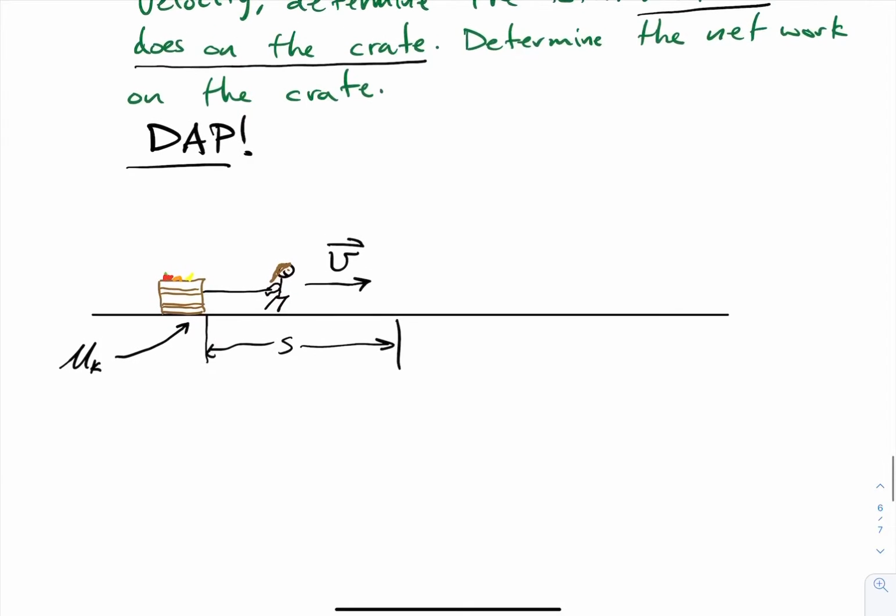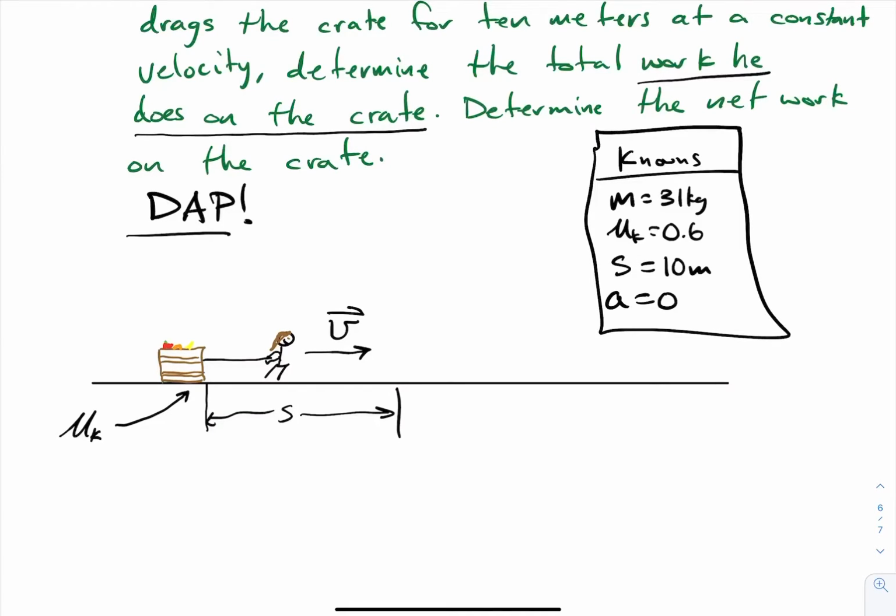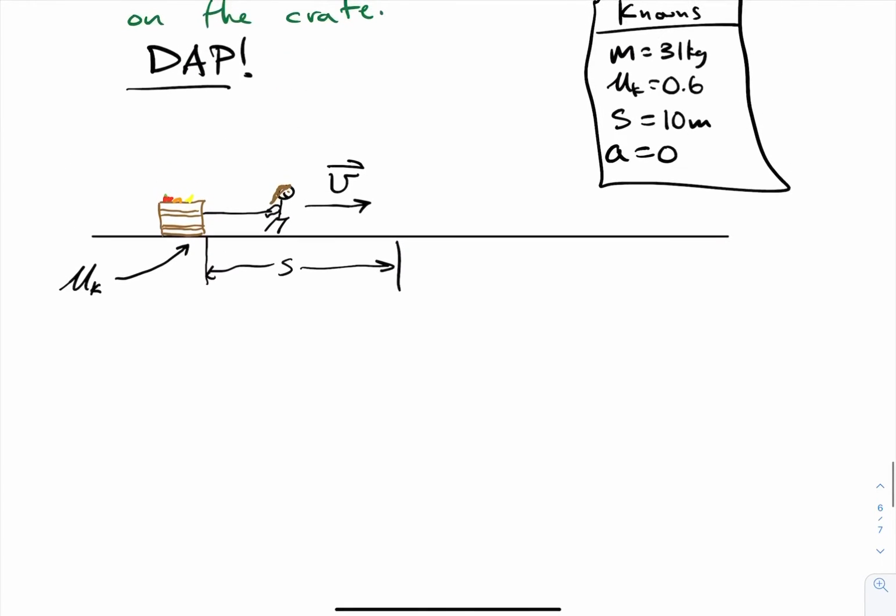I should have done my knowns and unknowns up here. I'll do that really quick. We know the mass of our crate. Mu sub k is 0.6. We know S is 10 meters. And we know A is 0 because V is constant, right? So we need to do an FBD.